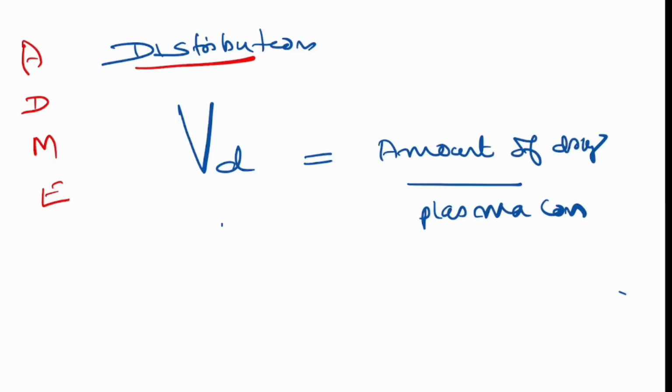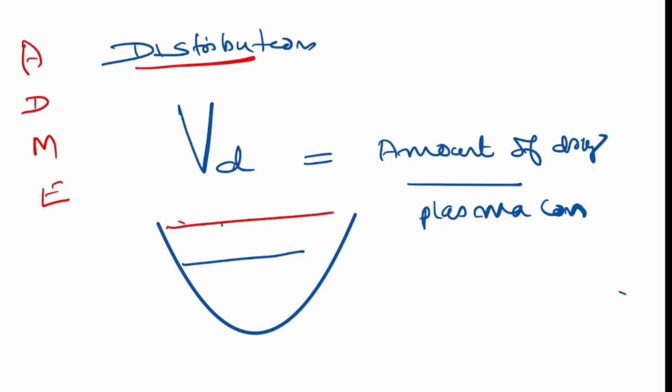Imagine you are adding a dye to a bucket of water. Think of this as a bucket of water. The more fluid in the bucket, the lower the concentration. If you add more water into the bucket, naturally the concentration is less. Low volume of distribution.